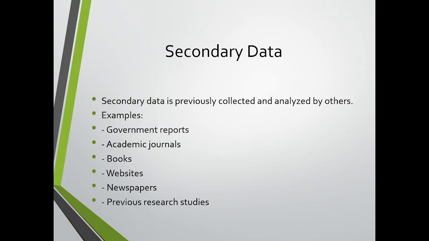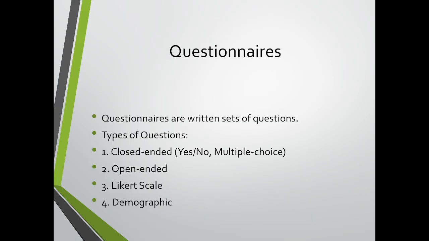While secondary data is using data that has been previously collected and analyzed by other researchers. So researcher A had collected data for this study before, has analyzed the data and gotten findings from it. So me, I want to carry out a similar topic. I use the data that researcher A has used. That is secondary data collection. Examples are government reports, academic journals, books, websites, newspapers, and previous research studies, like I've mentioned earlier.